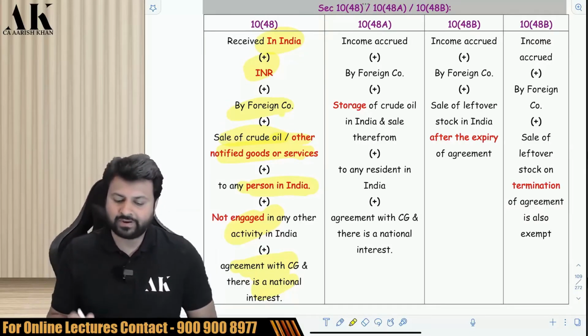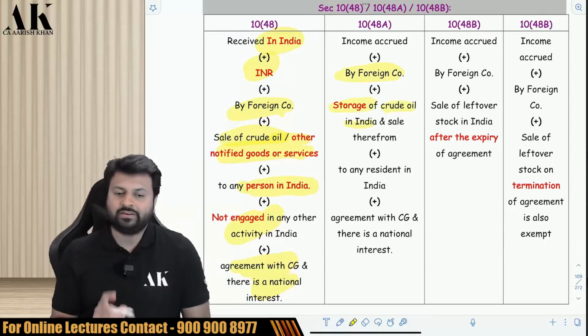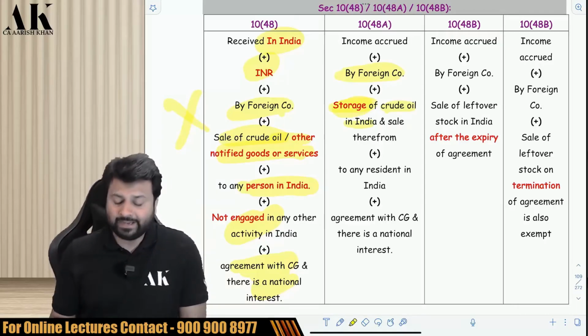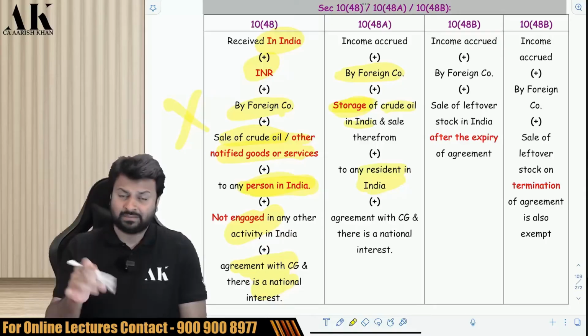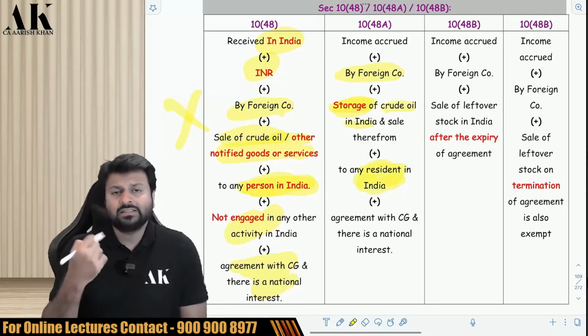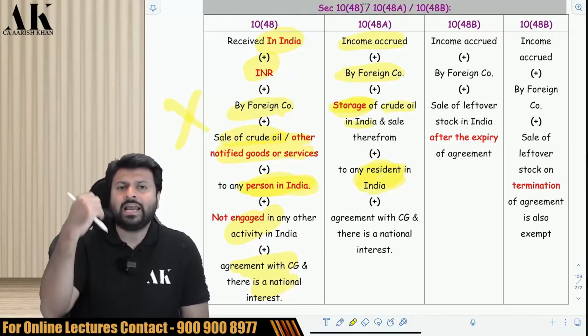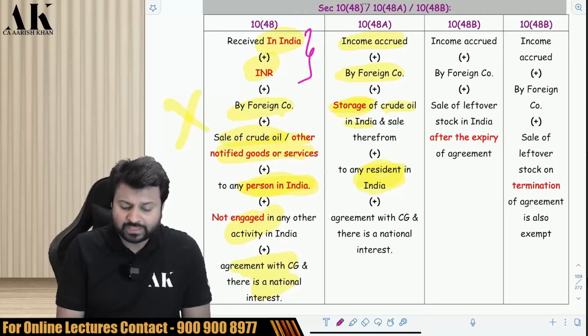Now, how is the second section different from the first section? We need to just identify that. Here also there is a foreign company, but here the foreign company is not only selling the crude oil, it is storing it in India and then selling. In the first section they were not storing, but here they are storing and then selling. Secondly, they are selling to any resident in India. In the first section they are selling to any person, but here they are selling only to a resident. Thirdly, here the income has to be accrued in India. It may not be received in India, it may not be in INR. It is fine. In the first section it should be received in India, and it should be received in INR.